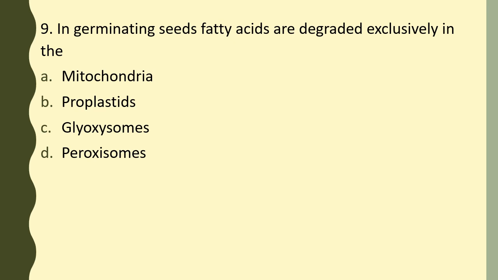Question number 9. In germinating seeds, fatty acids are degraded exclusively in mitochondria, plastids, glyoxysomes, peroxisomes. In germinating seed, what is the site of degradation of fatty acid? The correct answer is option C, glyoxysomes.